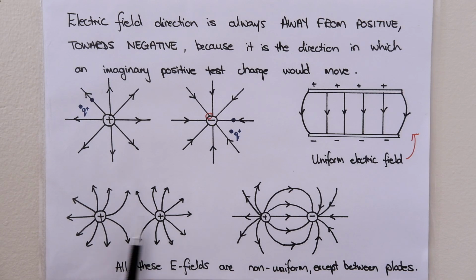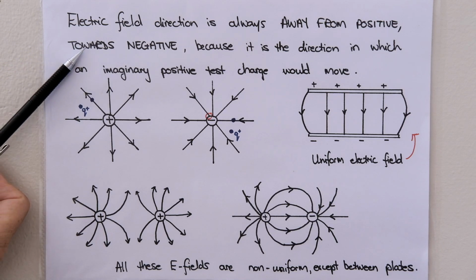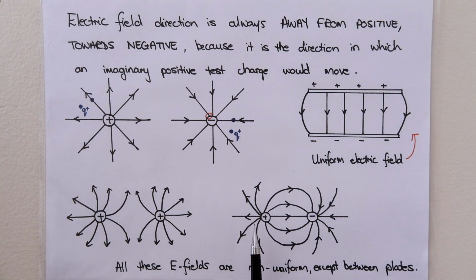When we have two positively charged objects, your field lines will have this shape. If they were both negative, we would have the same shape, but the arrows would go towards, because field lines always go towards negative. Here we have a positive and a negative, so the field lines are going away from positive and towards negative. All four of these are not uniform fields because the fields are strongest closest to the charges and weaker where the field lines are further away from each other.